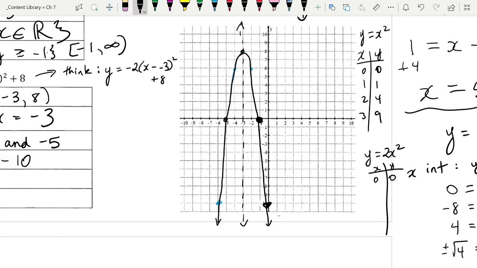0 is still 0, but when you go 1 for the x, 1 times itself is still 1, but times 2 is 2. 2 squared is 4, but when you times it by 2, you get 8. 3 squared is 9, but when you times it by 2, you get 18. What do you notice about the difference between these numbers and these numbers? The ones down here are twice as big as the ones up there. So the graph is heading up, or in this case down, twice as fast. That's what makes it skinny.